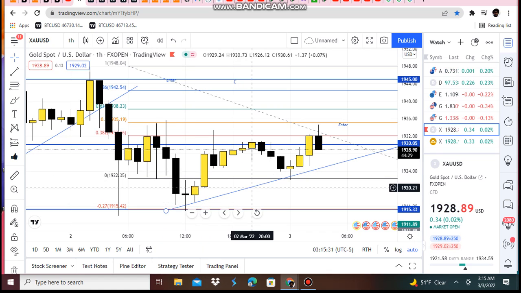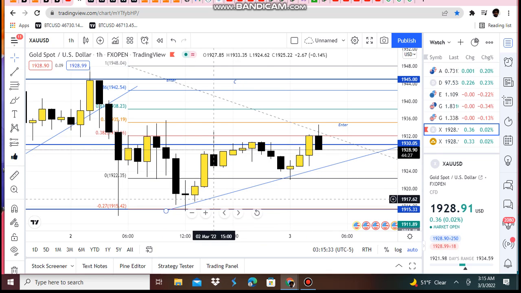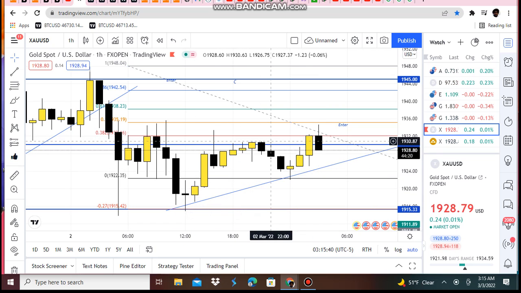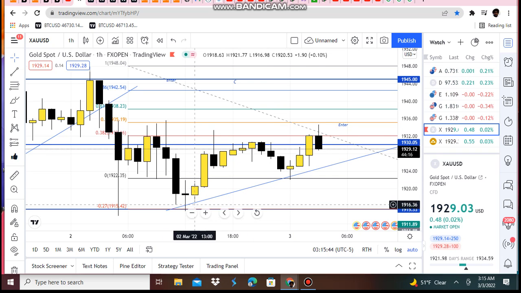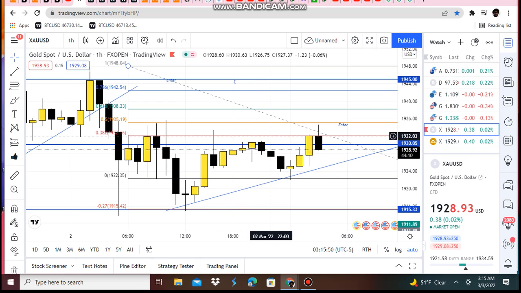But you could trade this as well, from 1915 all the way up to 1930. Once I see price make a hammer pattern, I'm trading that all the way back up to 1930. I'm making a 400. And then, once the price gets to 1930 and starts to show me that it doesn't want to break above 1930, I'm selling that right back down to zero, making an extra 400.